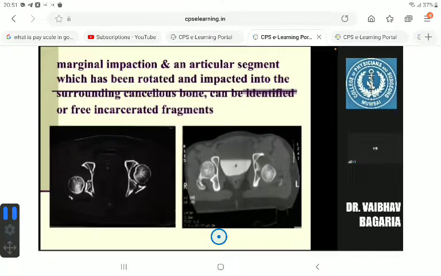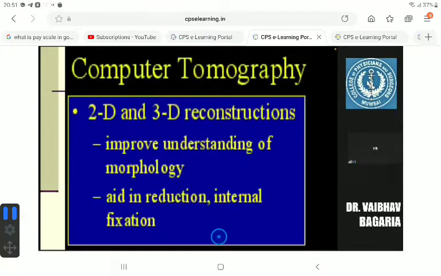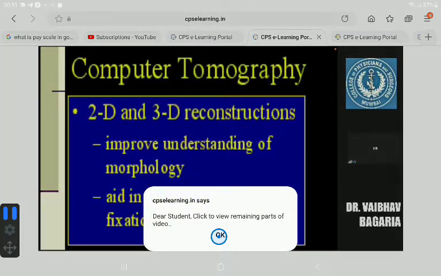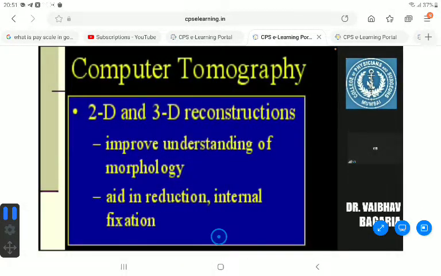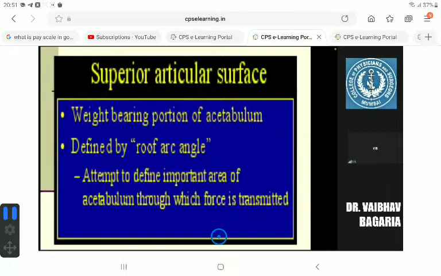Now try to identify what's happening there. You will see that there is a posterior wall fracture and the fragment has got impacted. Now 3D reconstruction helps understand it much better because it gives you a software reconstruction of the image, and it also helps aid in reduction and internal fixation. We also must know about another concept, which is the superior articular surface, which is the weight-bearing portion of the acetabulum, and it is defined by the roof arc angle.